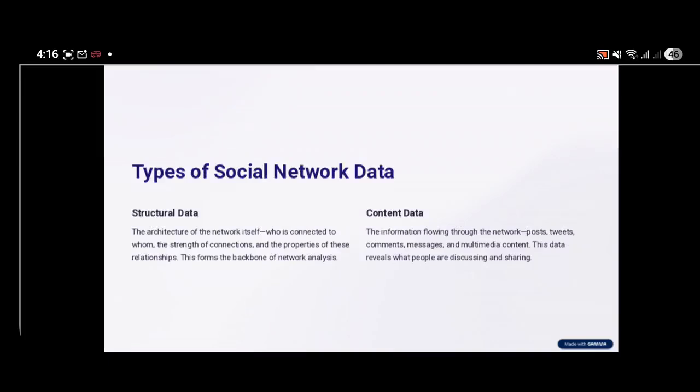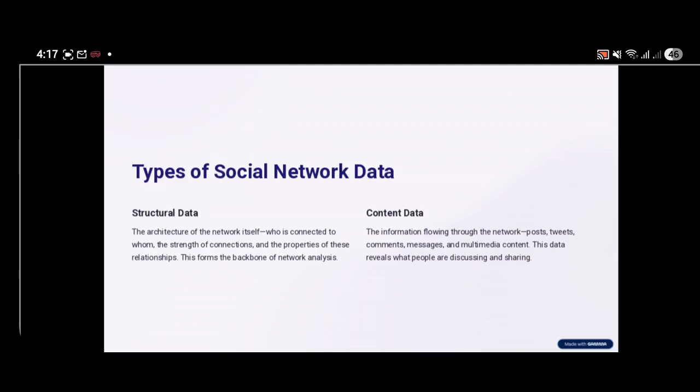When we talk about social network data, we are really talking about two primary types. The first is structural data. This is the architecture of the network itself, the skeleton. It answers the questions: who is connected to whom, and what is the strength or property of that relationship. This data forms the literal backbone of our analysis.